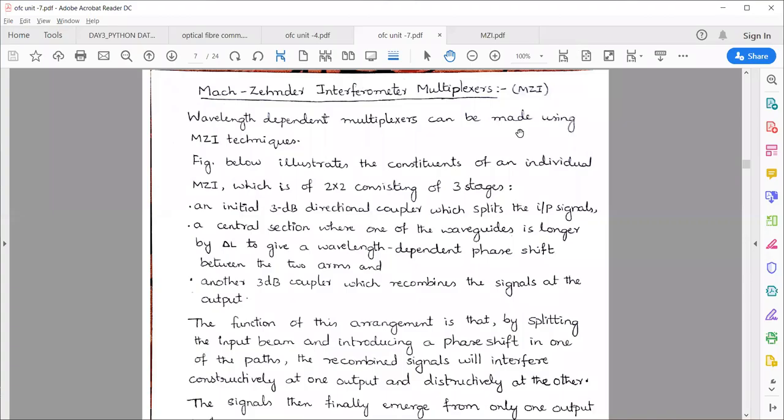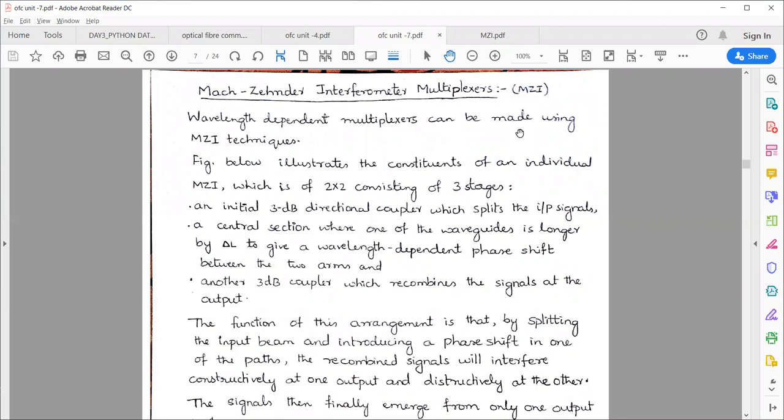Hello everyone, I welcome you to the discussion on Mach-Zehnder interferometer multiplexers. Here we are going to construct a wavelength dependent multiplexer using the interferometer technique. Let me give a brief introduction to what an interferometer is.